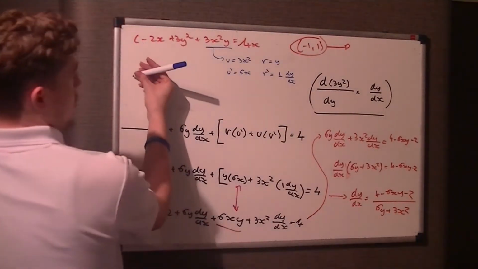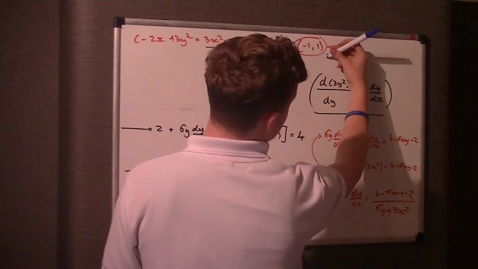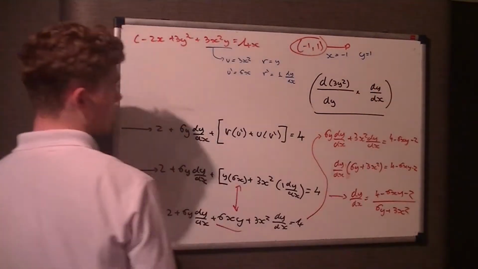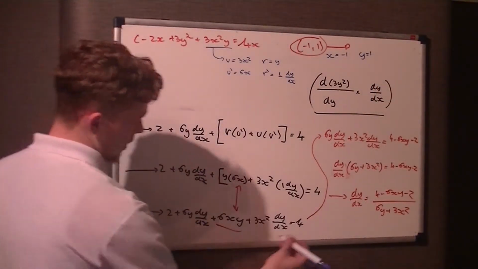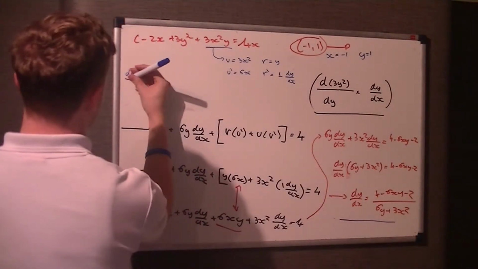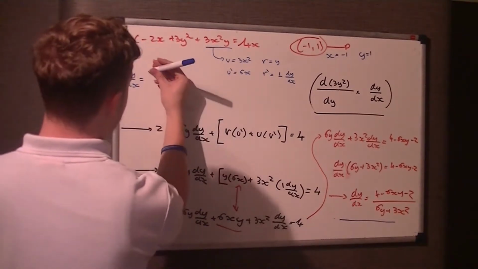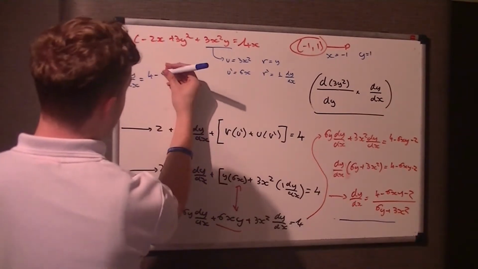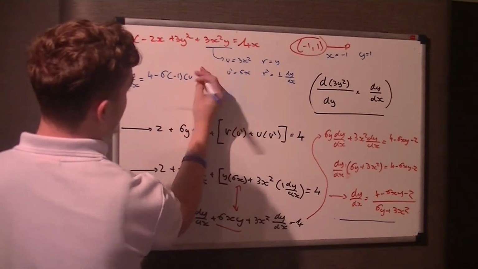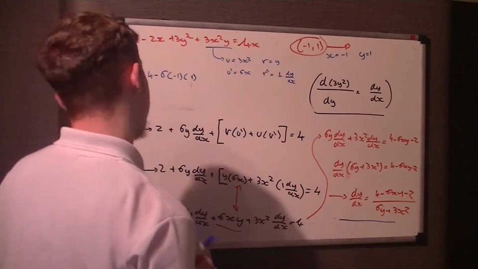Okay, so these are essentially boundary conditions, when we're saying x equals -1 and y equals 1. So put it into this formula over here. So therefore, dy/dx, or the gradient, is equal to 4 take 6xy, so 6 times x minus 1 times y, which is 1. So therefore, that's going to be essentially 10.